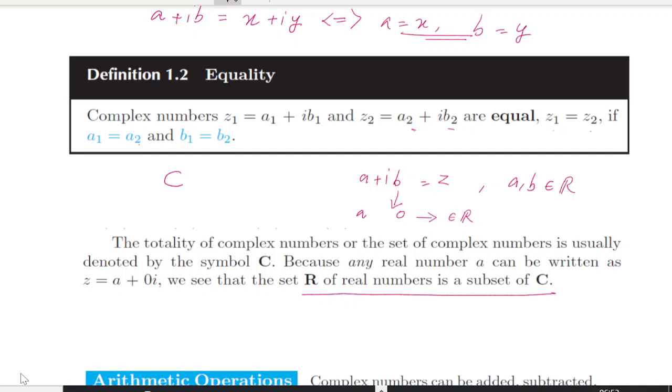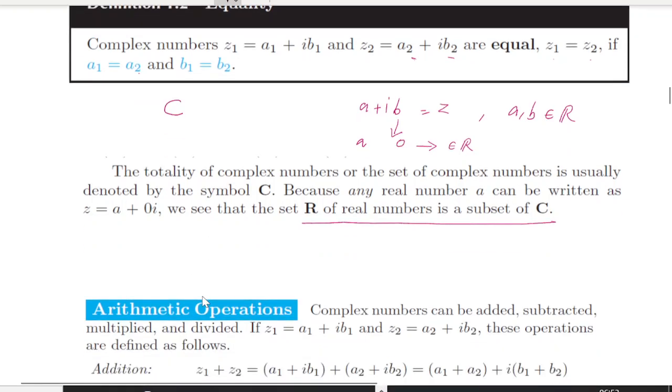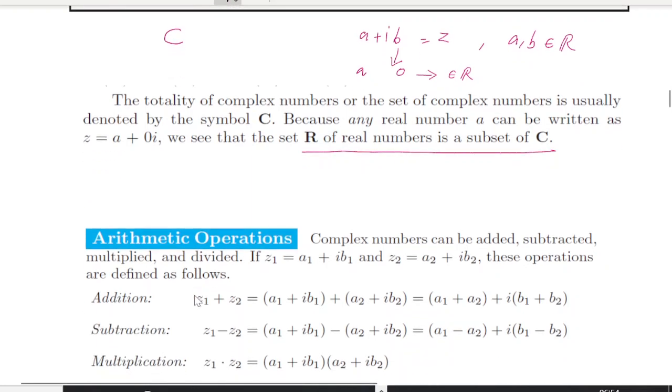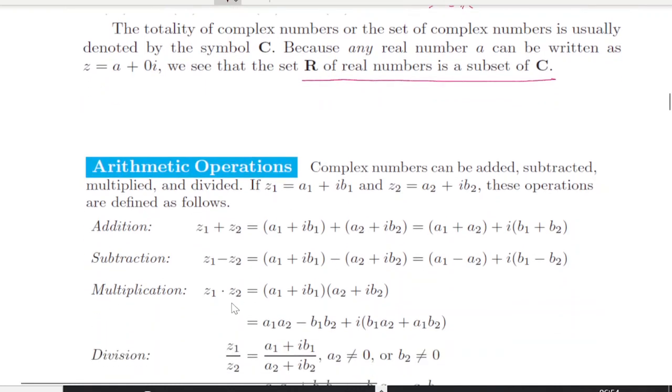Next is, what are the operations that we can perform in the set of complex numbers? In complex numbers, as in the real case, we can go for addition, multiplication, subtraction and division whenever the divisor is not a zero quantity. So addition is defined as coordinate wise.